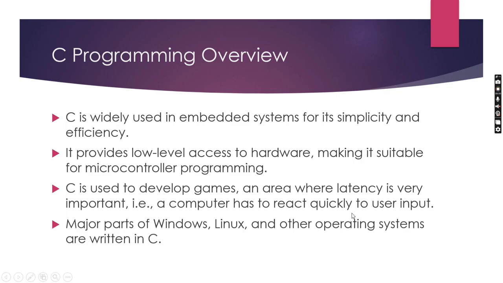A computer has to react quickly to user input. Major parts of Windows, Linux, and other operating systems are written in C. We are using different kinds of operating systems like Windows, Linux, etc., which are written in C language. So this is the brief overview of C language, which is very important, and this slide describes why we use C language in our embedded system programming.